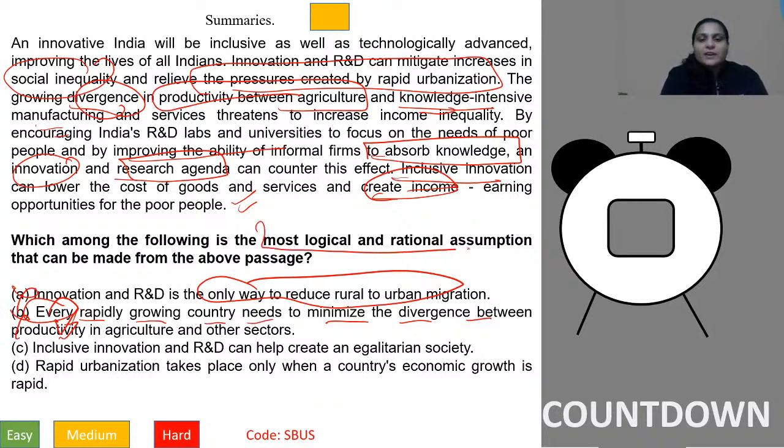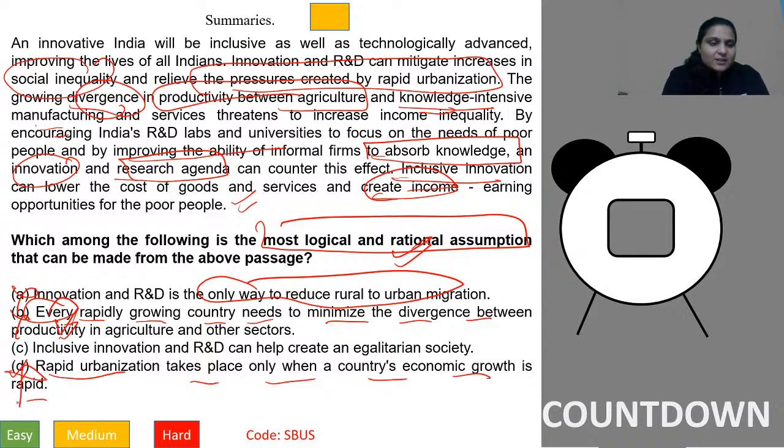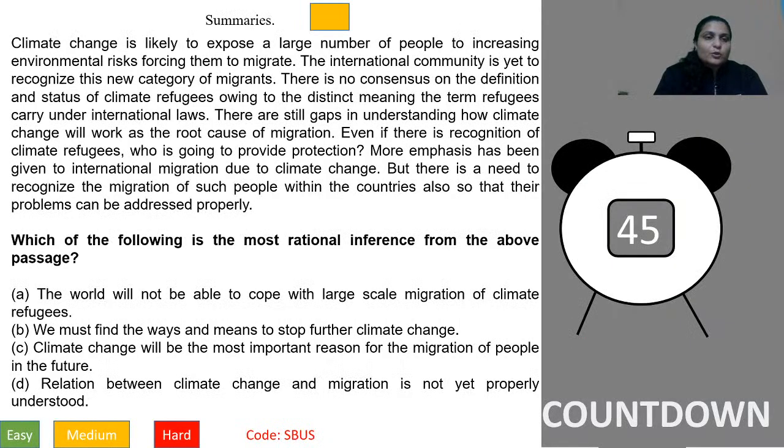We have to figure out the assumption that we can make from the passage, that after reading this, this should be true. That is the assumption we are supposed to make. Option number D, rapid urbanization takes place only when a country's economic growth is rapid. Again, nowhere mentioned in the passage. So option C is the only probable answer that we have here. So option C is your answer. With that, let's move forward to question number 3. You have again 1.5 to 2 minutes. So let's start with this one.